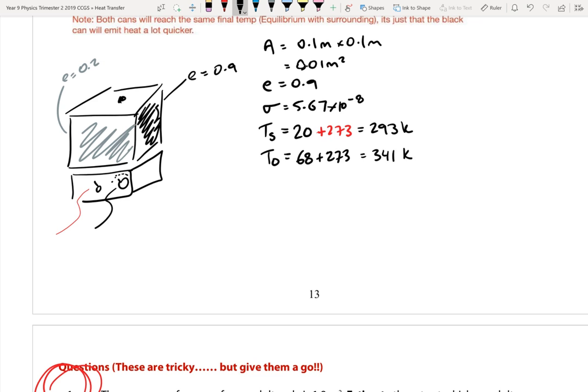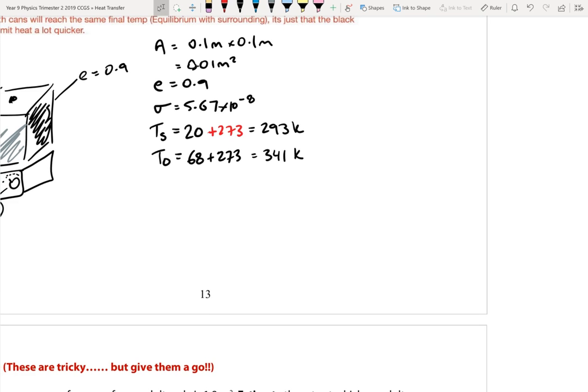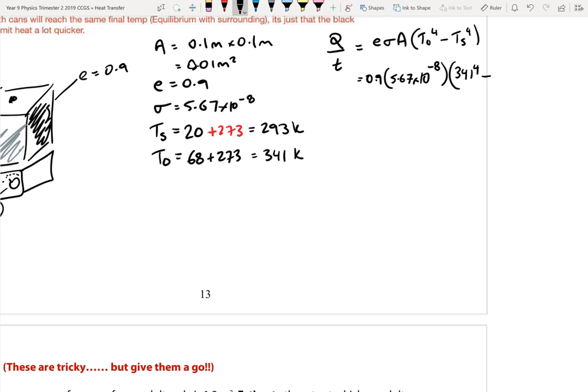Yeah. Okay. So at that point in time, it's releasing heat at a rate of, well, let's go, E sigma A, T object to the fourth power minus T surrounds to the fourth power. Throw everything in: 0.9, 5.67 times 10 to the power of negative 8. That's a really small number. Here we go. Object 341 to the fourth power minus 293 to the fourth power equals.